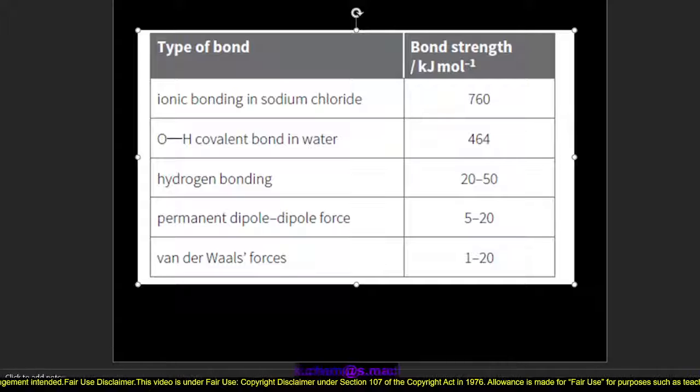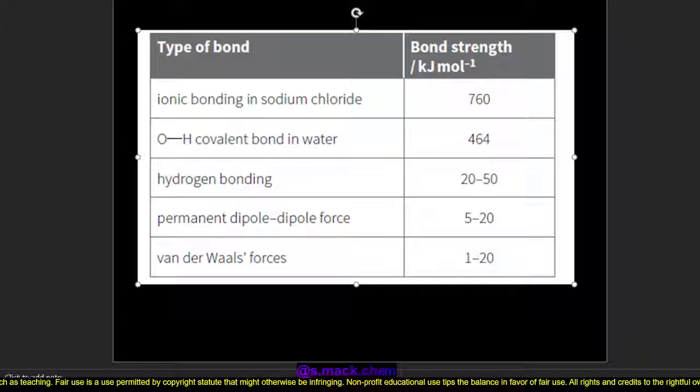If we look at ionic bonding and covalent bonding, we will see they have a high bond strength. Compare this to hydrogen bonding, permanent dipole forces, and van der Waals forces. We see that these are weak forces of attraction. So intramolecular forces tend to be strong forces of attraction. That's ionic, covalent, and metallic. Whereas intermolecular forces of attraction, which are hydrogen bonding, PD forces, which is permanent dipole forces, and van der Waals tend to be weak forces of attraction.